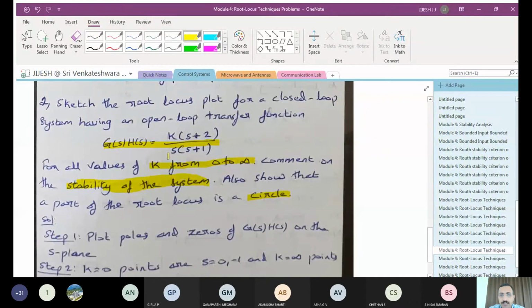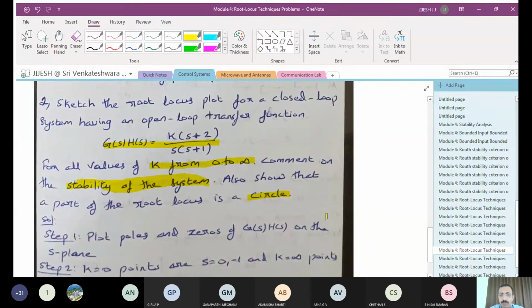G(s)H(s) = K(s+2)/(s(s+1)). So just write it down. You have to find out the stability of the system, and you also have to show that the root locus is a circle. First, you have to make sure that the poles and zeros are found. You have the function G(s)H(s) = K(s+2)/(s(s+1)), so you can find the poles and zeros.